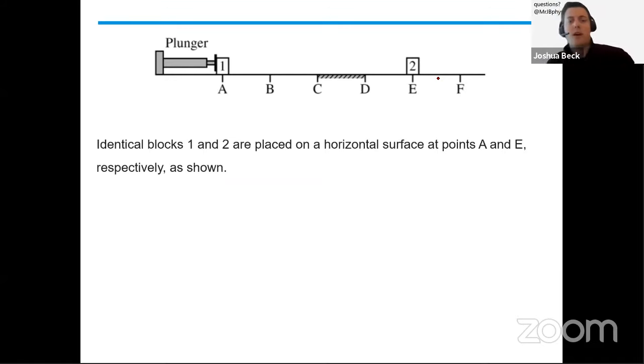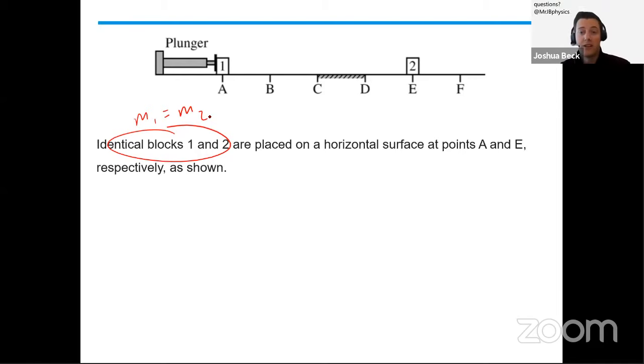So here's the actual prompt. And I'm going to go sentence by sentence because when I see the prompt, there's useful pieces of information in there as well. When I see two identical blocks, what does that tell me? If they're identical blocks, that tells me that the mass of one is going to equal the mass of the other. This is going to make the problem a lot easier for us.